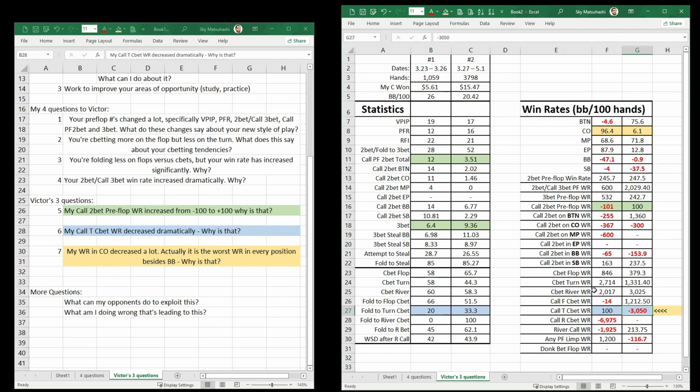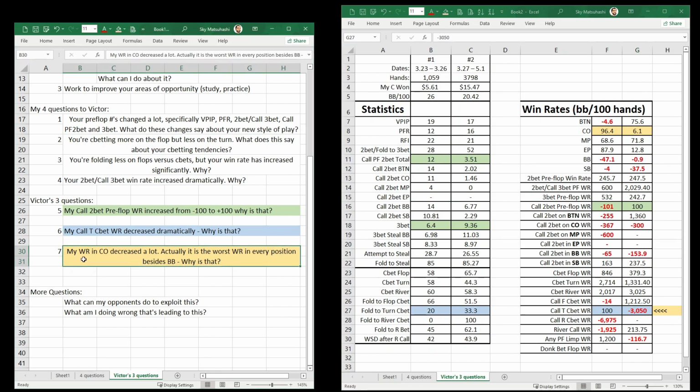Sometimes what you have to do is go through and filter for that exact situation. Call, turn, c-bet, and review his losing hands. Because this was only about 4,000 hands, 2, 3, maybe 4 big losing hands where he called a turn c-bet could be really disproportionately negatively affecting this win rate. So while stats and win rates clue you into where your leaks are, sometimes you got to go through and do the dirty work, actually review hands to figure out what exactly is going on.